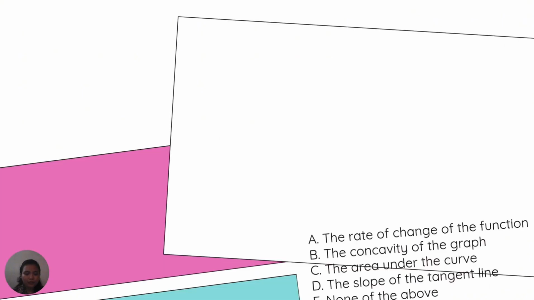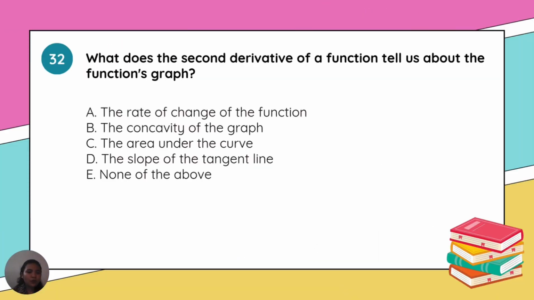Okay? Number 32. What does the second derivative of a function tell us about the function's graph? A. The rate of change of the function. B. The concavity of the graph. C. The area under the curve. D. The slope of the tangent line. And E.